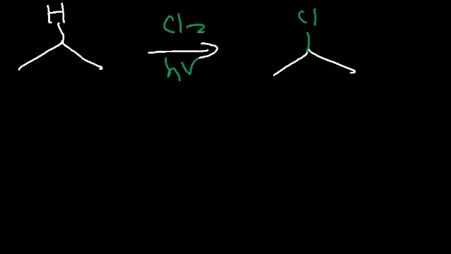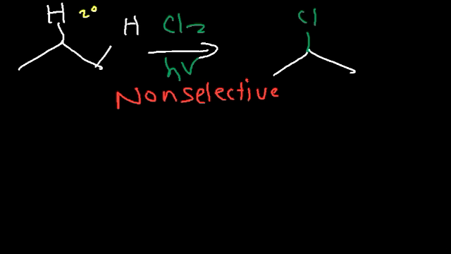Now, chlorine is very reactive, and as a result, this reaction is non-selective. So the chlorine atom can replace the secondary hydrogen. It can also replace a primary hydrogen. And so you're going to get a mixture of products.